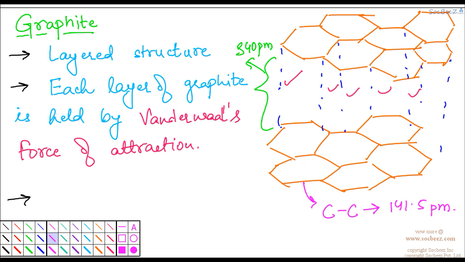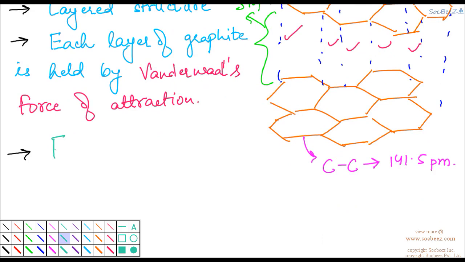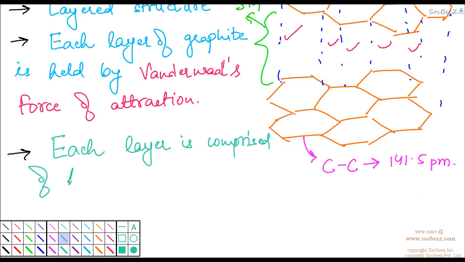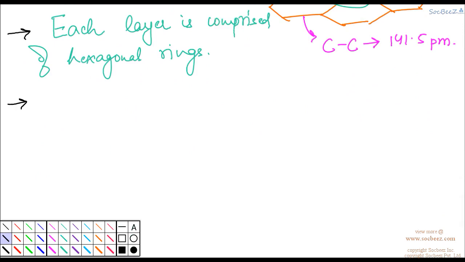Now each layer, as you can very well see in this diagram also, is comprised of similar hexagonal rings, and each carbon is sp2 hybridized.